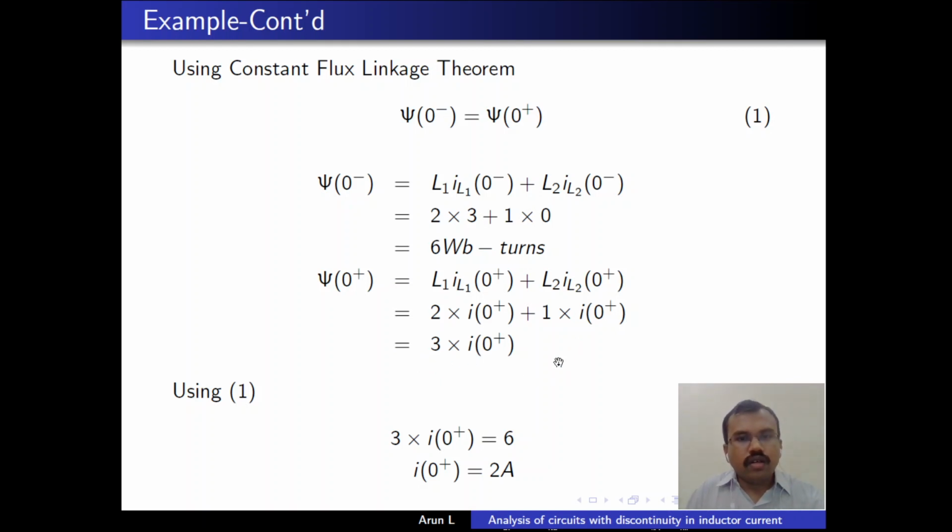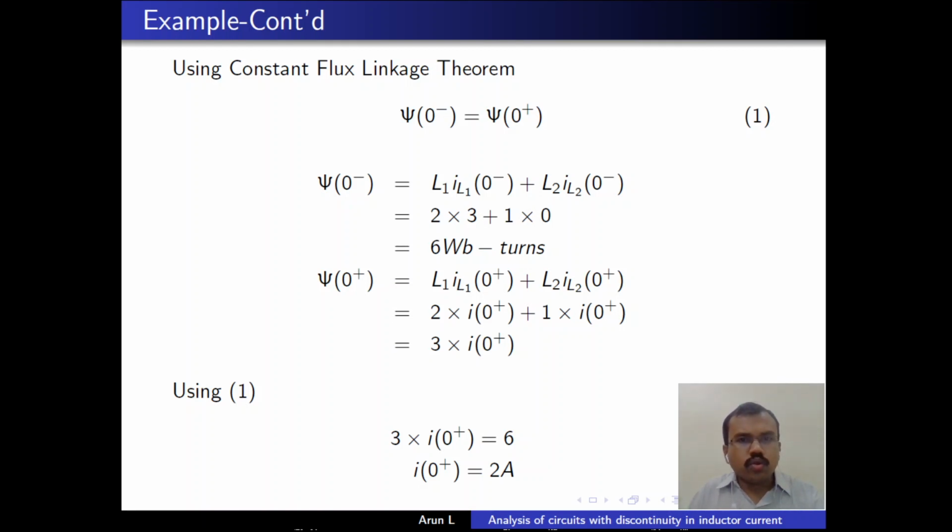Using the same idea, the total flux linkages will be the sum of these two terms evaluated at t equal to 0 plus. So L1 multiplied by the current flowing through L1 at t equal to 0 plus, and L2 multiplied by the current flowing through L2 at t equal to 0 plus. So we will get it as 3 times I(0+). By the principle of constant flux linkages, we can equate these two. By equating these two, we will get I(0+) as 2 amperes.